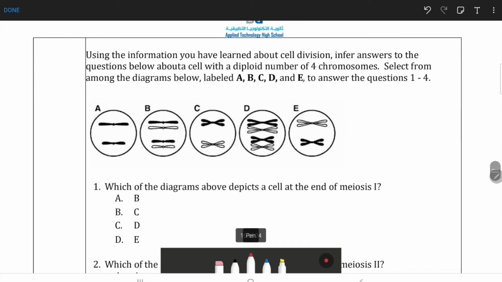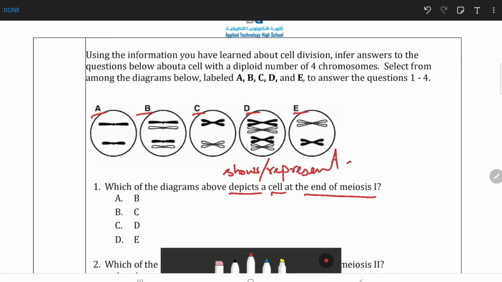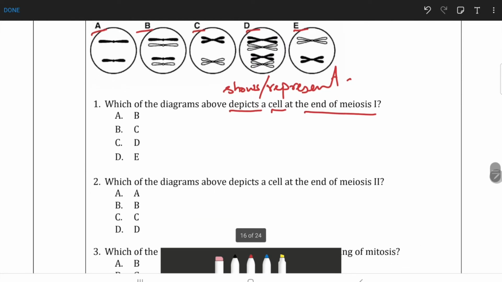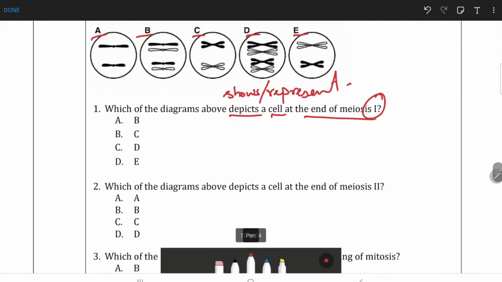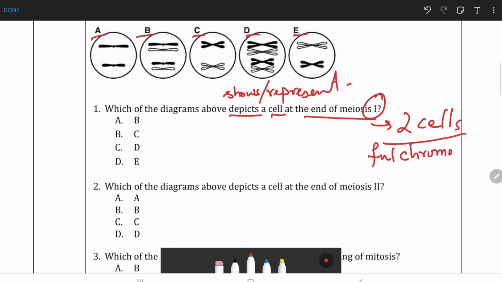Moving further, we have more questions. Using the diagram information you have learned about how cells divide, you have 5 figures A, B, C, D, E. We need to check which diagram above depicts a cell at the end of meiosis 1. So at the end of meiosis 1, you should have only 2 cells, and each cell should have a full chromosome. So for meiosis 1, it's going to be D.